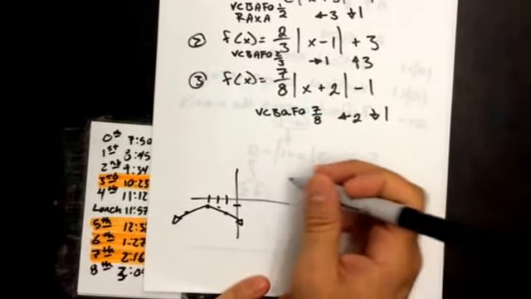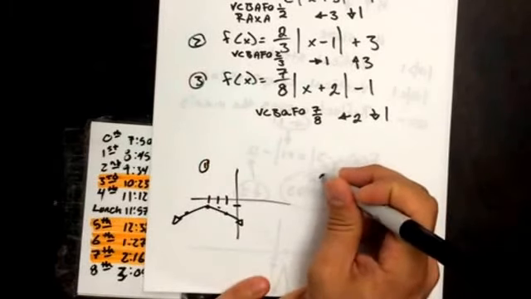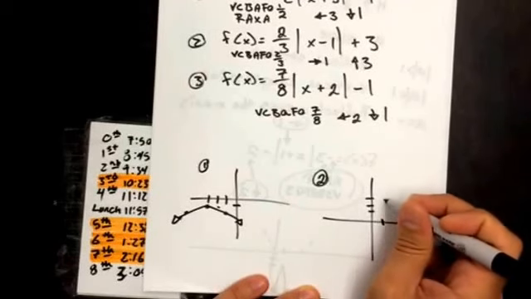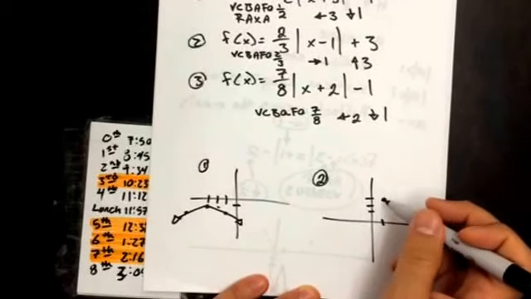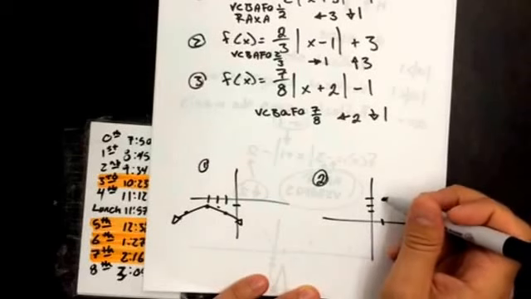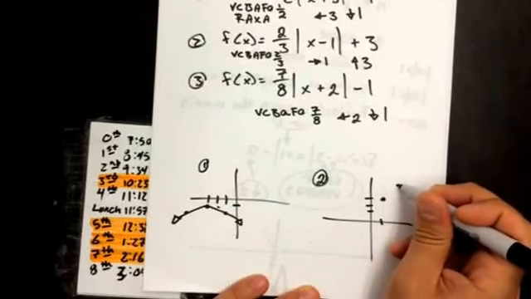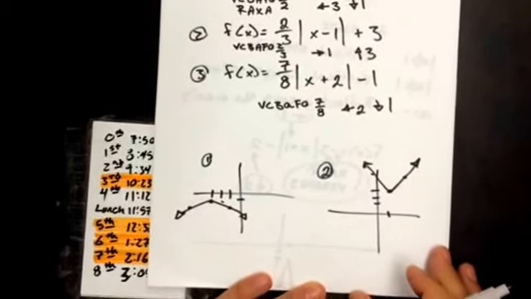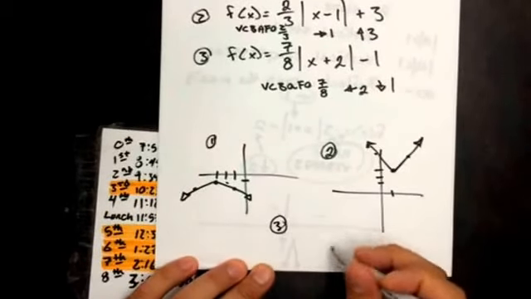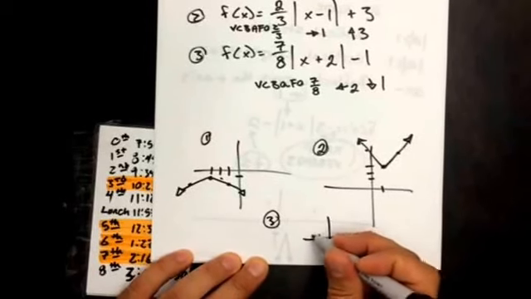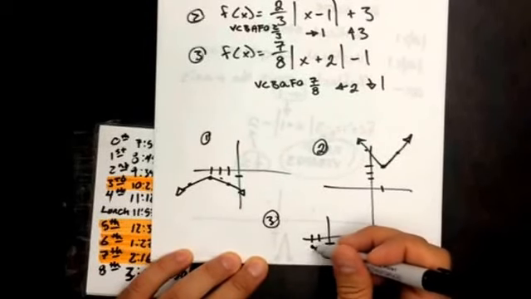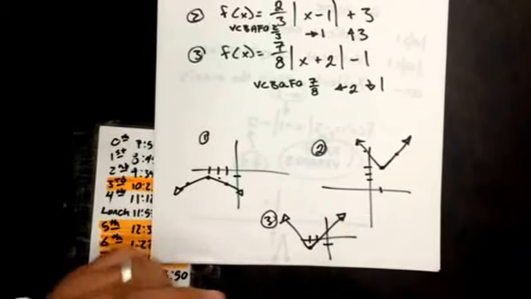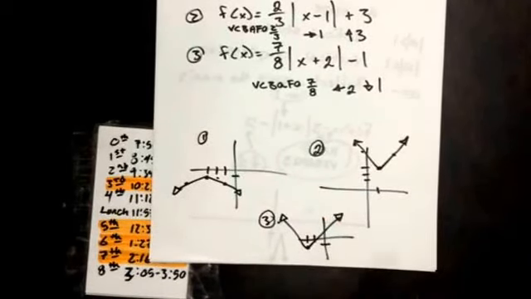Okay? The next one, number 2, it's moved to the right 1 and up 3. So this is my new vertex. It's vertically compressed by a factor of 2/3. In other words, it has a slope of 2/3. So I'm going to go up 2 and over 3, 2 and over 3. And then the last one, down 1 to the left 2, vertically compressed by a factor of 7/8. And that's it. So 7/8, slope of 7/8 and negative 7/8.